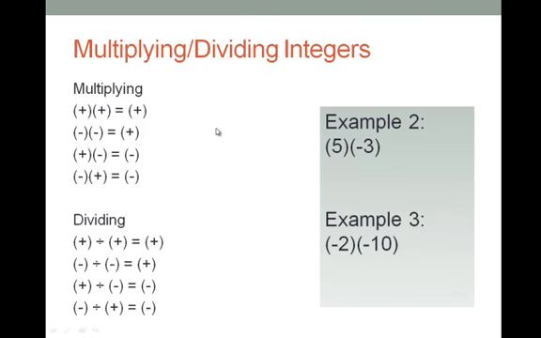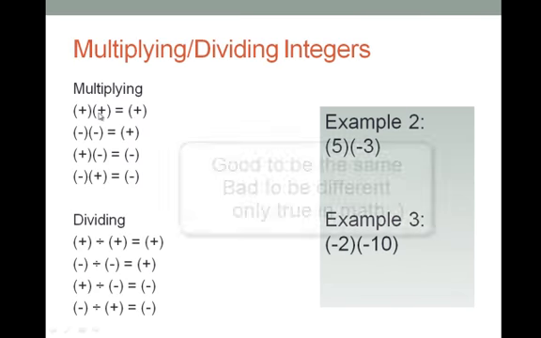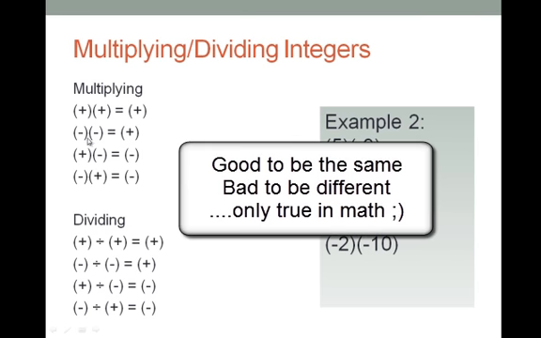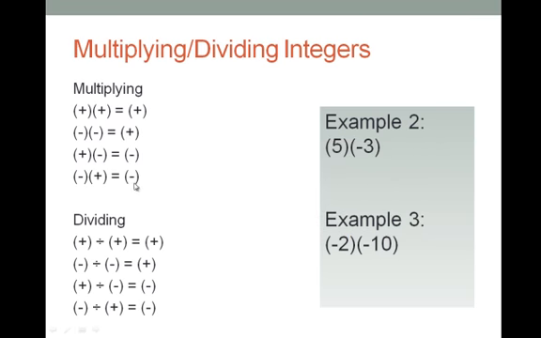Now, multiplying integers. So remember what I said, positive and positive will give me a positive, negative and negative will give me a positive, positive and negative will give me a negative, and negative and positive will give me a negative. And the same rules also apply with dividing. So if we look here at example 2, I have 5 times by 3 is 15, and a positive and a negative will give me a negative. So my answer is -15.